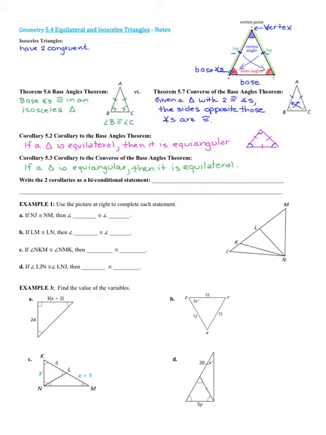Now a little review here. Write these two corollaries as a biconditional. And so remember, that's where you cut out the if and the then, and you put an if and only if in the middle. So we can say a triangle is equilateral if and only if it is equiangular. All right, that's just putting the two of those together.